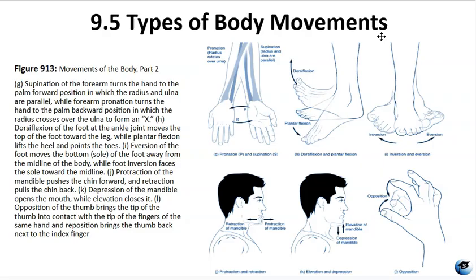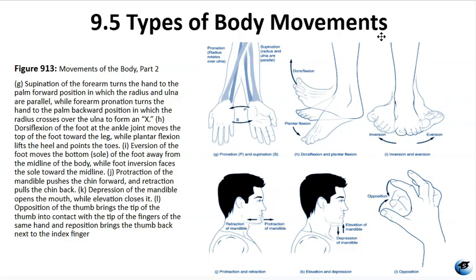Dorsiflexion at the ankle joint moves the top of the foot towards the leg, while plantar flexion lifts the heel and points the toes. Eversion of the foot moves the sole of the foot away from the midline of the body, while foot inversion faces the sole inward towards the midline of the body. Protraction of the mandible pushes the chin forward, and retraction pulls the chin back. Depression of the mandible opens the mouth, while elevation closes it.